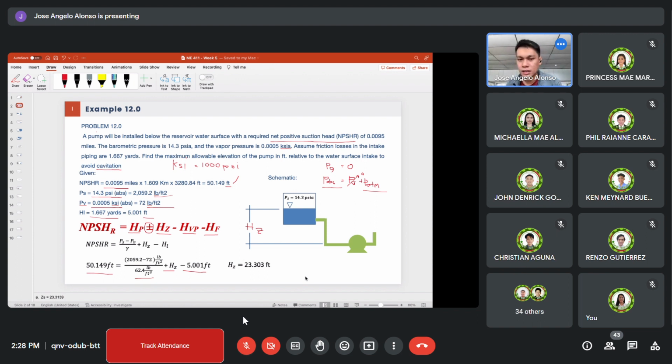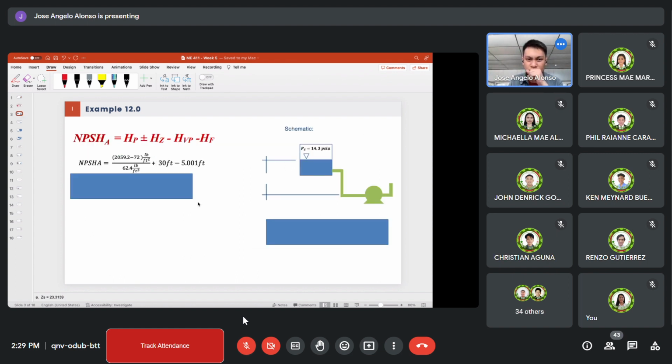Okay, then let's try to analyze the problem. As you know, since we are engineers, ang tanong lagi dito is when we say find the maximum allowable elevation ng pump. So pag binigay mo sa 23.303 feet, is it the maximum na hindi na tayo pwedeng tumaas dyan? Or hindi na tayo pwedeng bumaba sa 23.303 feet? Paano natin madidetermine yan? Again, let's try to solve for net positive suction head available sa system. For a given net positive suction head required, class, of 50.149 feet, required elevation natin is 23.303 feet.